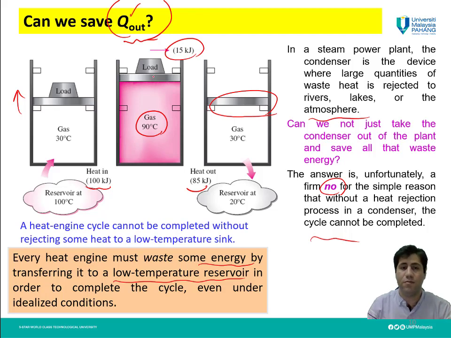And the best possible option up to now is a steam power plant, which has a lower amount of Q out, enabling us to have more efficient heat engines with efficiency of about 60% or even higher in new and modern steam power plants, even up to 80%.